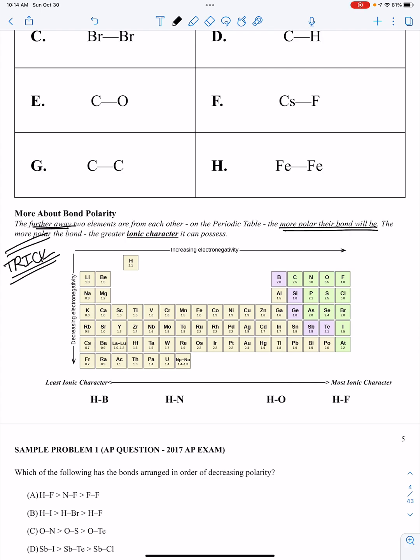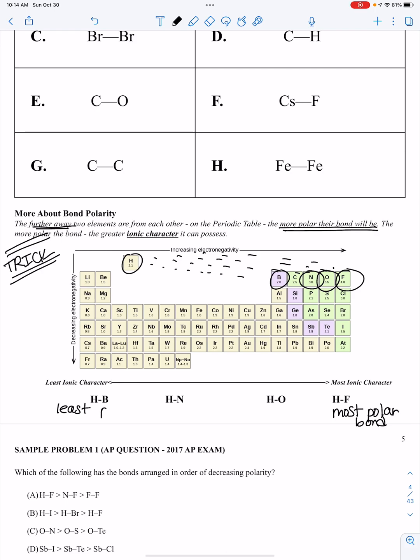Right? So looking at HB, I have H and then B. And then I have HN, H and then N. Look, that's further away. H and then O, H and then F. We could clearly see, right? F is more to the right. This is going to be the most polar bond because they're furthest away. This is going to be the least polar bond. I'm not going to say non-polar. It's polar, but there's most and least.